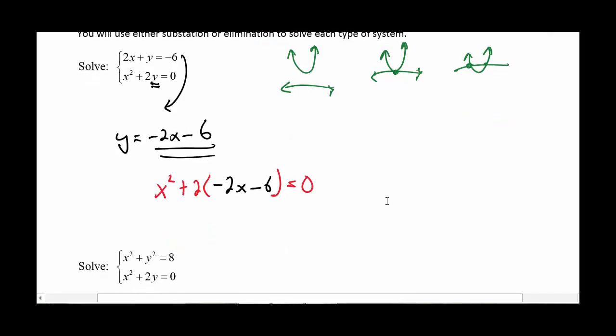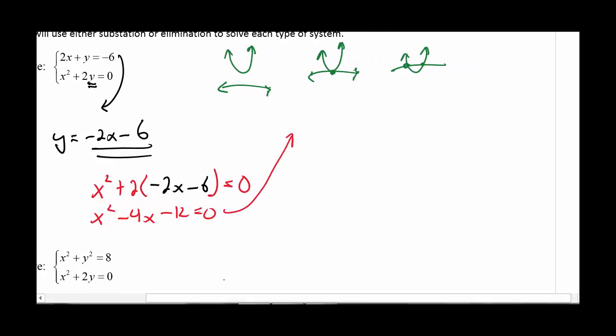Okay, so then I'm going to distribute, and let's just solve and see what we end up with. I get x squared minus 4x minus 12 equals 0. Well, that's a quadratic, and we're good at those at this point, so we want to try to factor that.